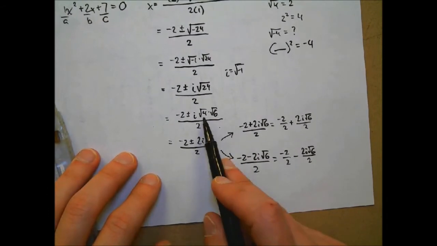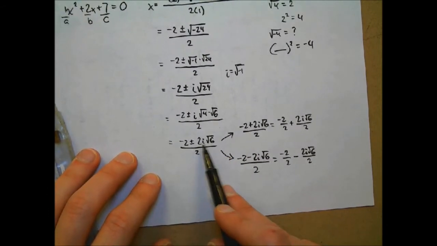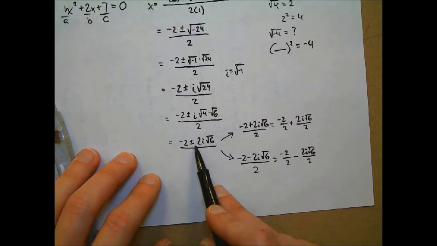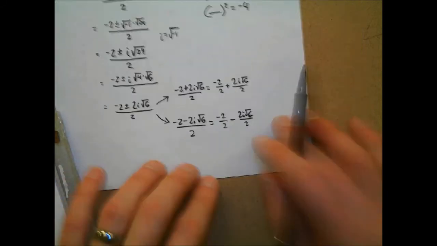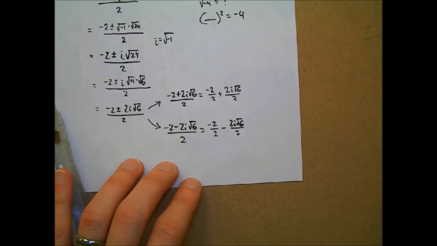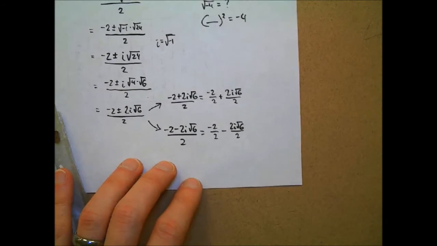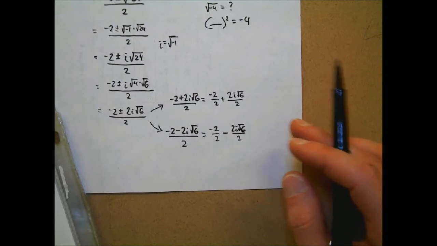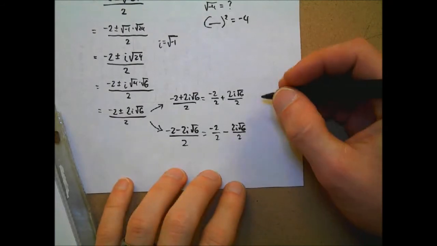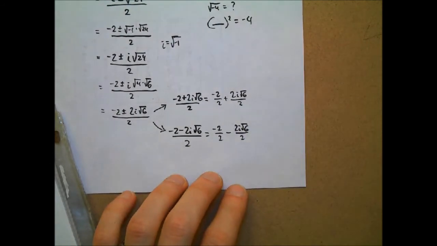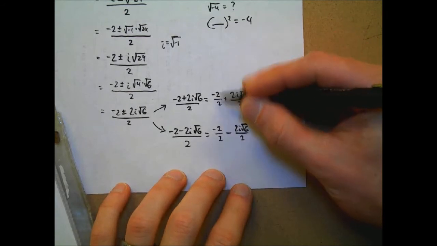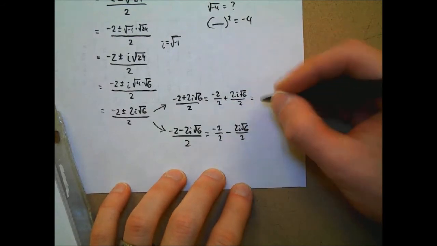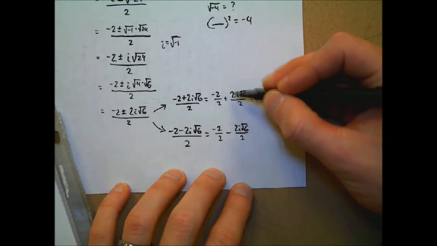I'll show you here. What's negative 2 divided by 2? Negative 1. What's 2 divided by 2? 1. So it's going to become plus 1i, or just i, root 6 there. Okay? And what's negative 2 divided by 2? Negative 1. And what's 2 divided by 2? 1. So minus i root 6. There are 2 answers. Okay?